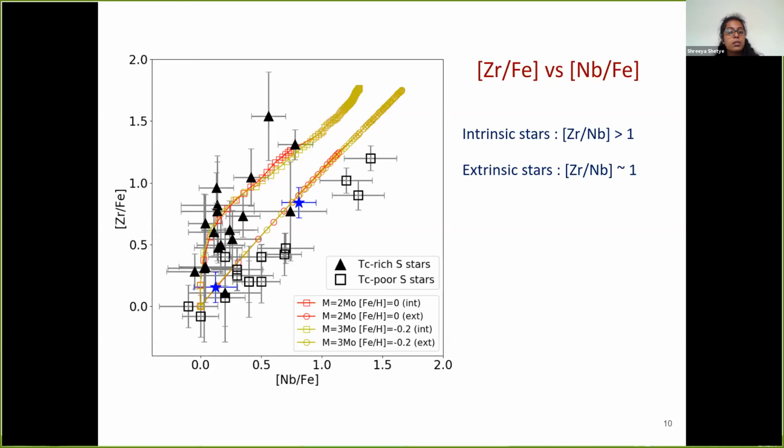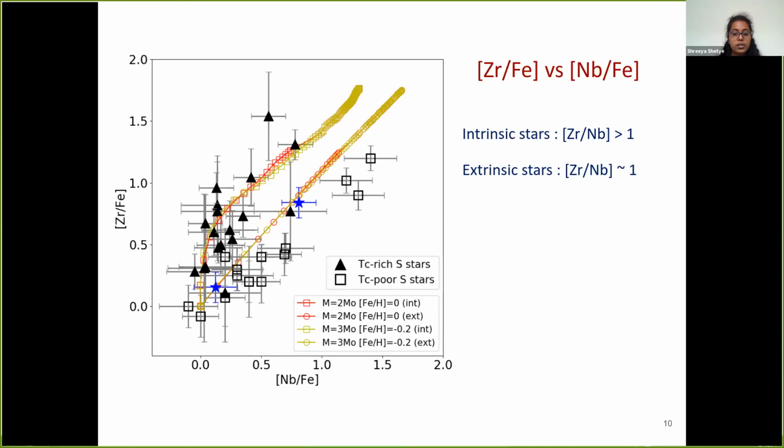So you expect them to have a zirconium over niobium greater than 1. Basically, this is what you see in this diagram, where we could use the zirconium and niobium to distinguish the intrinsic stars from the extrinsic stars, the technetium-rich stars from the technetium-poor stars. And this is quite interesting because now we know that the zirconium and niobium abundances can be used as a complement to the technetium abundances, in addition to those technetium lines, to identify genuine AGB stars, genuine TP-AGB stars.